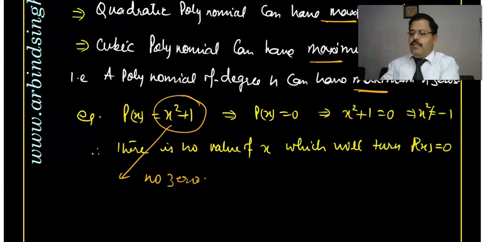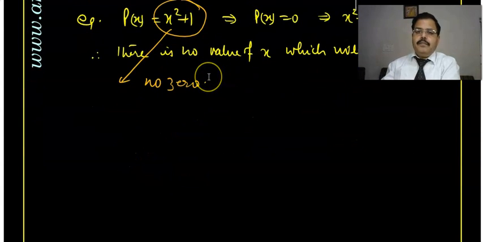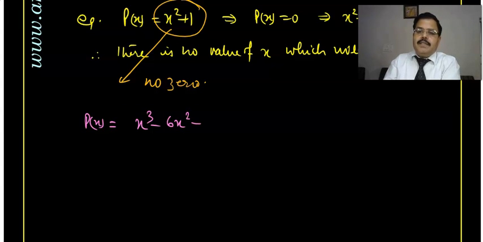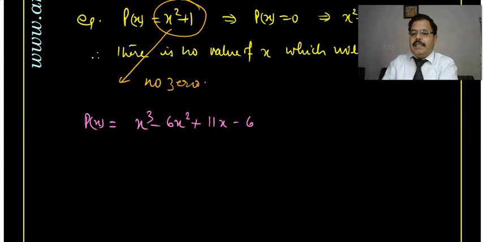We can find one more example, so let us see one more example. Like p(x) is equal to x cube minus 6x square plus 11x minus 6, like this. This is the expression. We have to find the number of zeros in this polynomial. Although this is a big question, still you can find it.